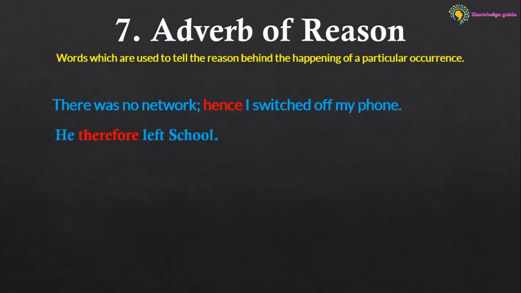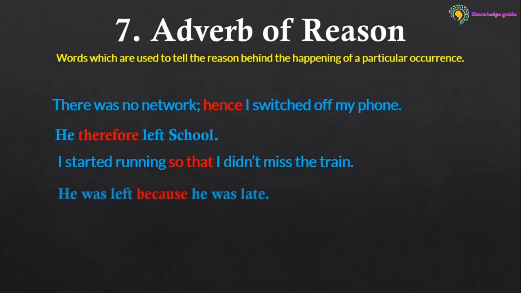Okay. Next, he therefore left school. Here in this sentence, the word therefore is showing some reason why he left the school. Maybe there is a reason, that is why he left the school, and thus therefore becomes an adverb of reason. I started running so that I didn't miss the train. Here also the running is being shown with the reason, which is so that, because why he ran? So that he will not miss the train, and thus so that is an adverb of reason in the given statement.